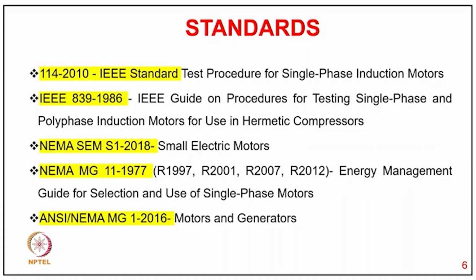Another standard is IEEE 839/1986, IEEE guide on procedure for testing single phase induction motor and polyphase induction motor for use in hermetic compressor. Then NEMA SEM S1 2000, standard for small electric motor, and NEMA MG 11 1977, with modifications typically in 97, 2001, 2007, 2012, for energy management guide for selection and use of single phase motors. And then ANSI and NEMA MG 1 2016, motors and generators.